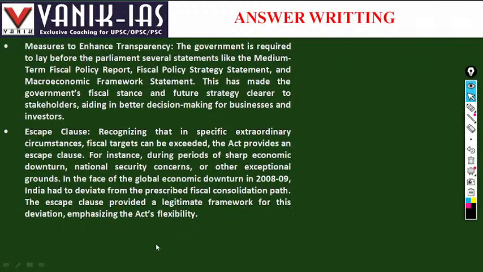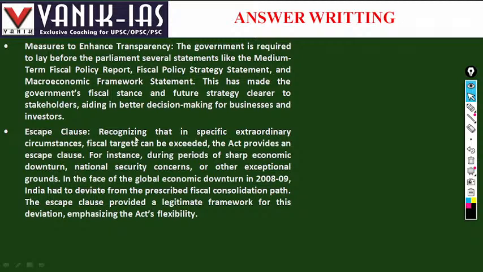coming 3 years. Measures to enhance transparency: the government is required to lay before Parliament several statements like the medium-term fiscal policy report, fiscal policy strategy statement, and macroeconomic framework statement. This has made the government's fiscal stance and future strategy clear to stakeholders, aiding in better decision making for businesses and investors.